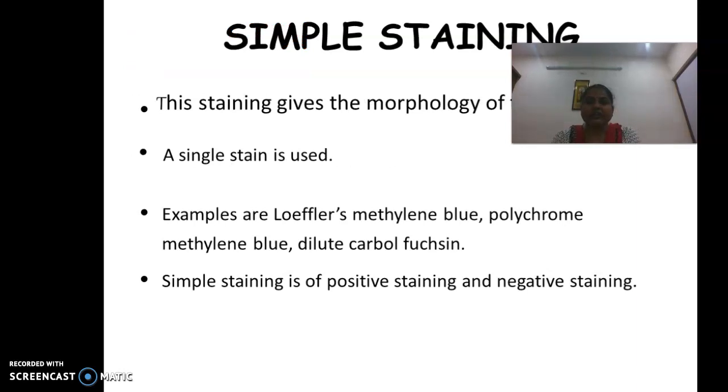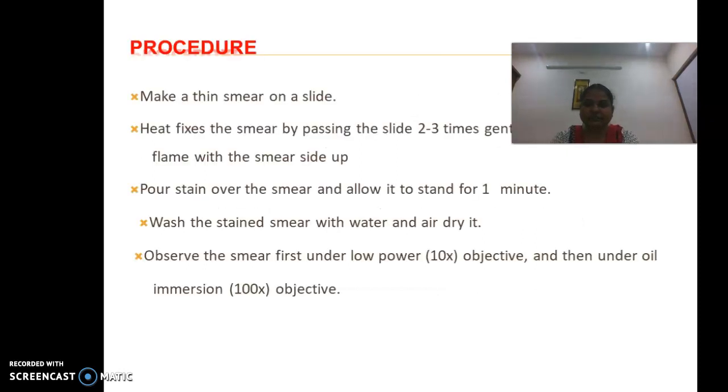Now here we are talking about simple staining. In case of simple staining, it gives the morphology of the organism. A single stain is used, and examples of stains which can be used for simple staining are methylene blue and carbol fuchsin. Simple staining is of both positive as well as negative staining methods.